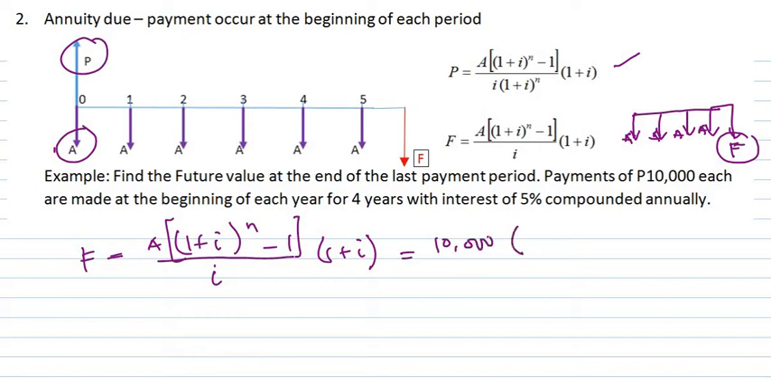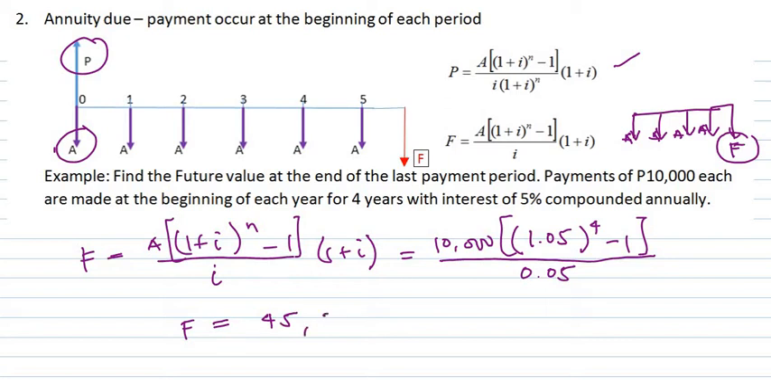10,000 times I here is 5% plus 1, that is 0.05. So 1.05, and then of course this is raised to 4. Our n is raised to 4, and then minus 1 divided by our I, which is 0.05. So our F is equivalent to 45,256.31. That will be the value of our F, or the future value.